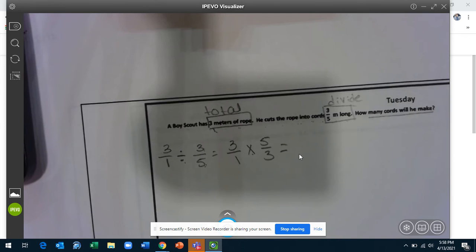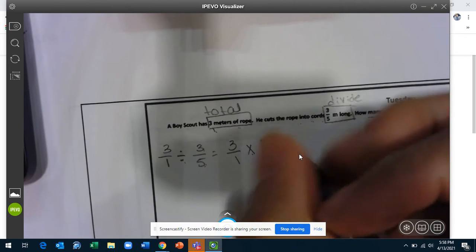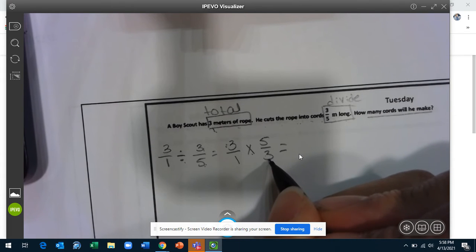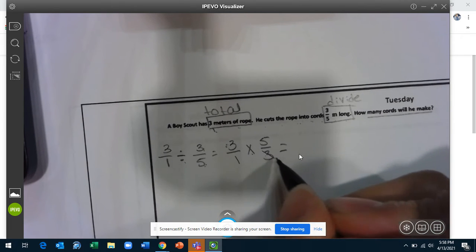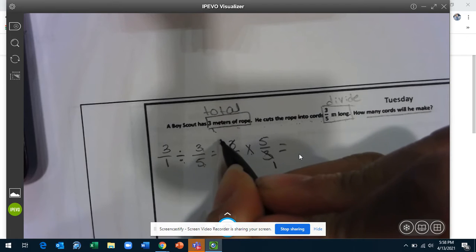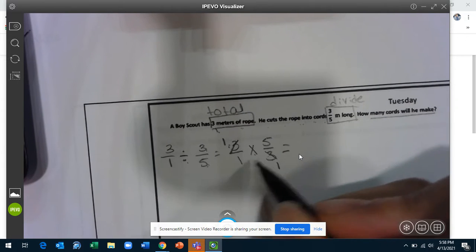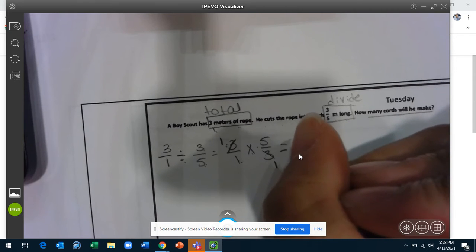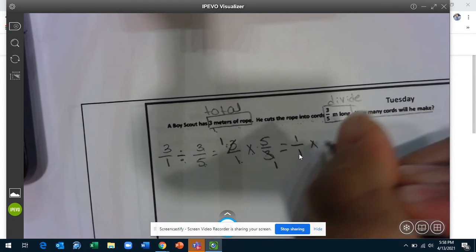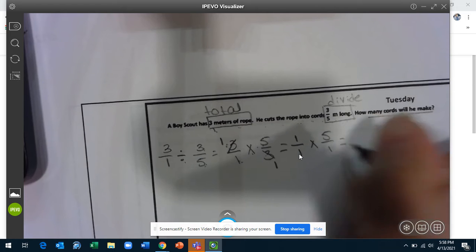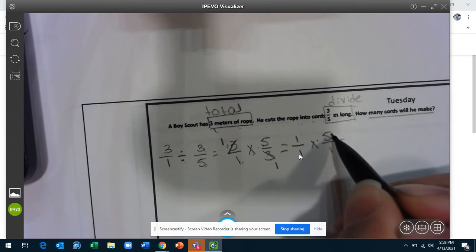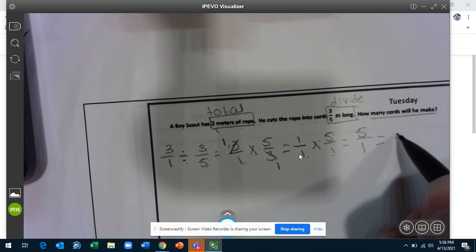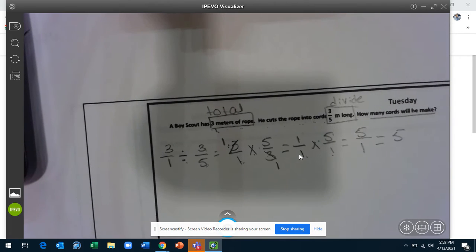Then you simply want to simplify. I want to look at A and D, where my greatest common factor would be 3. 3 goes into 3 one time. 3 goes into 3 one time. Now I want to look at B and C, and I see that they can't be simplified. So now I just want to rewrite my problem, which is 1/1 times 5/1. And now I want to multiply. 1 times 5 gives us 5. 1 times 1 gives us 1. Anything that's over 1 equals 5.